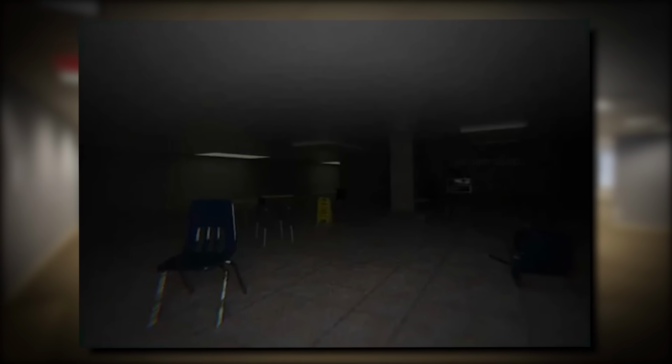The atmosphere inside these hallways causes many people to feel very uneasy and disoriented, considering it's so dark and there's just weird stuff all over the place.